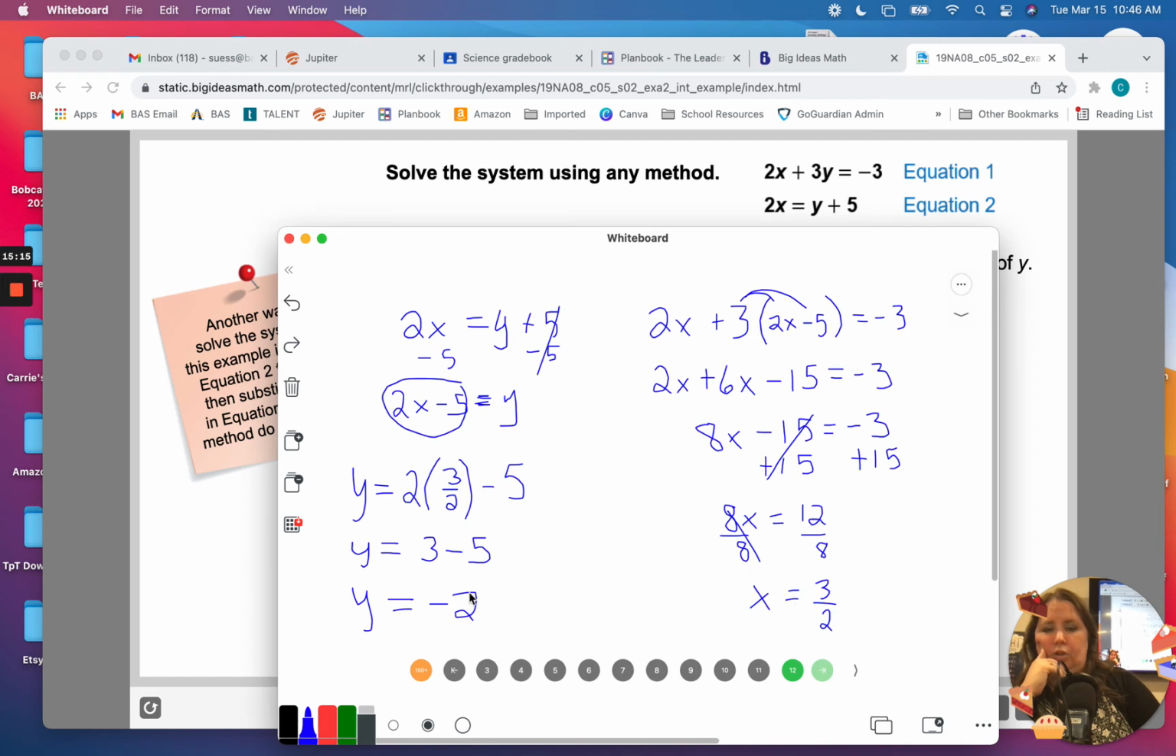Okay, which one of these do I write first in my coordinate? So 3 over 2 or 1.5, whatever. And your y is? Negative 2. Wow. Questions? Okay, go to your next set.